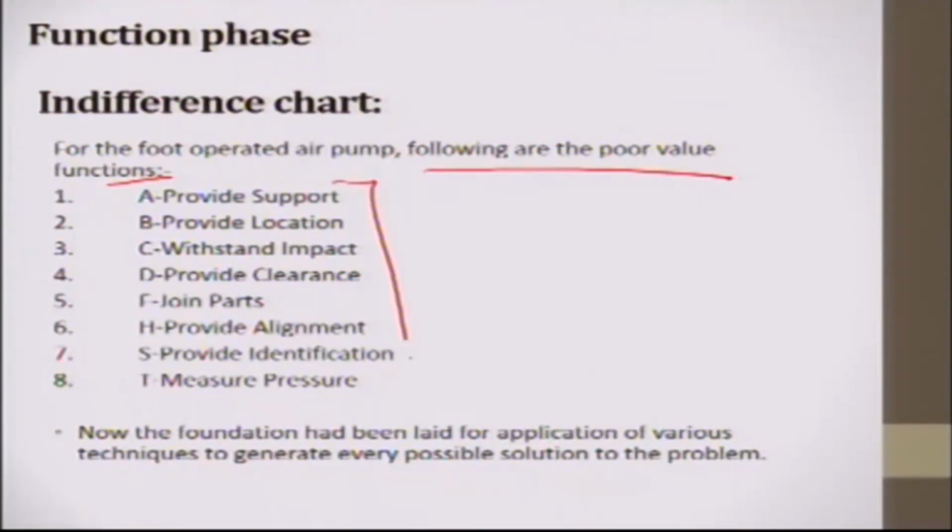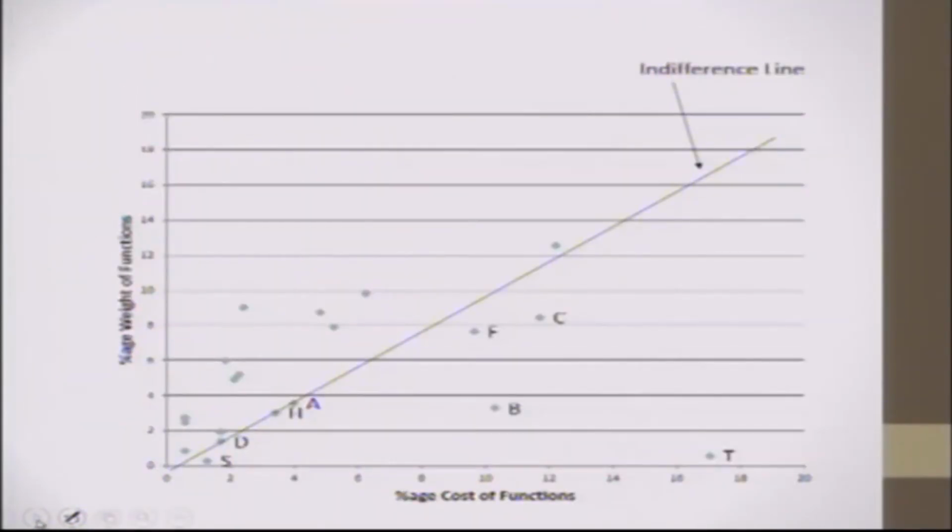S and T. Now the foundation has been laid for application of various techniques to generate every possible solution to the problem. These are the functions on which we will work. Till this point we have identified the poor value functions, so the value analysis part is over. Now we'll go to value engineering, in which we will work on these functions. So this is an indifference line. The indifference line is the plot between the weight of the functions and the cost of the functions, and the functions which fall below this line, that is, their cost is higher than their weight, are the poor value functions.